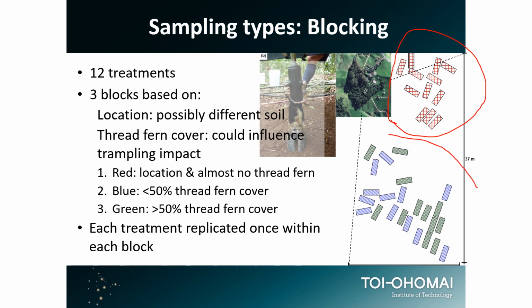But you're not only interested in what the trampling effects are in just those low thread fern cover zones. You want to know what the trampling effects are across the whole paddock or different habitats. Okay, so you're going to do blocking where you control so that the nuisance variable is homogeneous throughout those blocks.